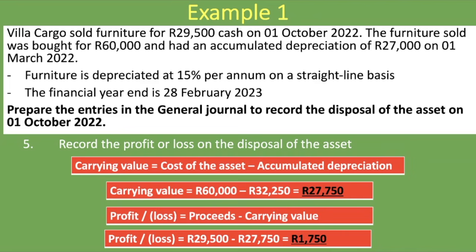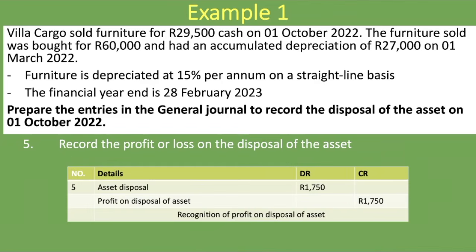So what is our journal entry? We debit asset disposal and we credit profit on disposal of asset. Why are we crediting profit on disposal of asset? Because profit on disposal is an income and we credit our income. So here is how it's going to look. Debit asset disposal and credit profit on disposal of asset 1,750 rand. The narration: recognition of profit on disposal of asset. That is how you do asset disposal using journal entries.